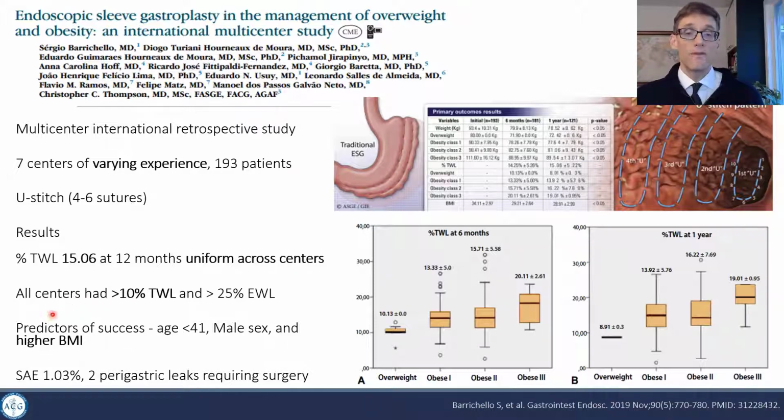Also uniquely here, we found predictors of success, including age less than 41, male sex, and higher BMI, which was a bit of a surprise. You can see patients that were overweight did not lose as much weight as those with obesity class 3. So another nice finding there, and the SAE rate was 1.03% in keeping with prior studies.